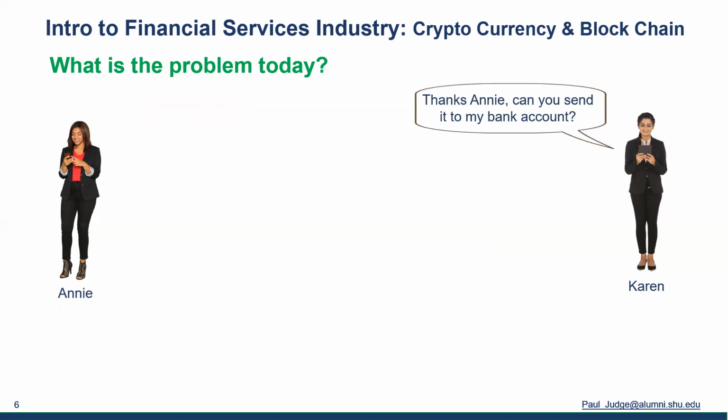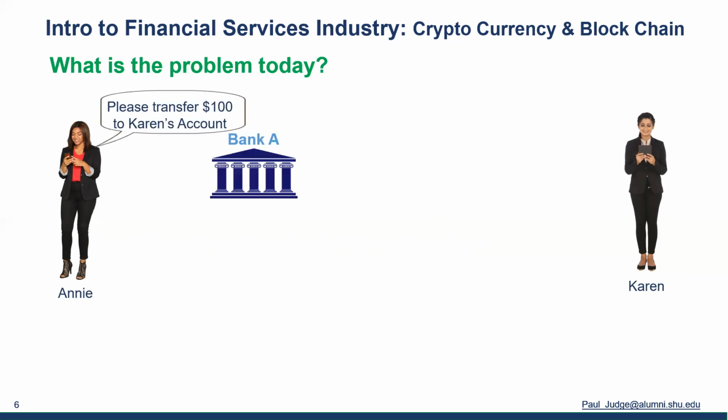So Karen says, great, Annie, that's fine. Can you send it to my bank account? At this point, Karen has to give Annie delivery instructions. Annie has to contact her bank, and she has to give the information that she wants to send $100 to Karen's bank. So she needs to have delivery instructions that say who Karen's bank is and what the bank account is. It's a complicated process, right?